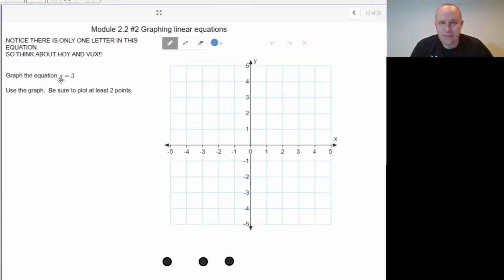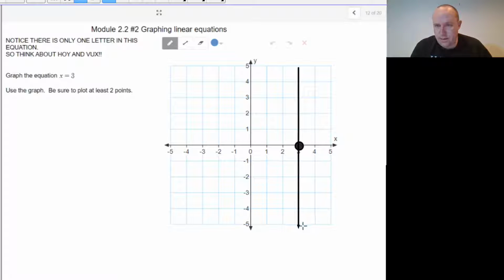X equals 3, single letter. So I know this is going to be one where I'm thinking of Hoy and Vux. So Vux, because that has the x in. So vertical line, go to 3 on the x-axis. Oops, I lost one of my dots there. Oh, I think these are hidden at the back, so I've got to bring it to the front. There we go. And then from here, I can just go ahead and draw a vertical line, and that will be my answer for that question.